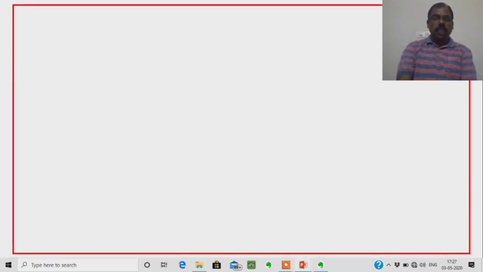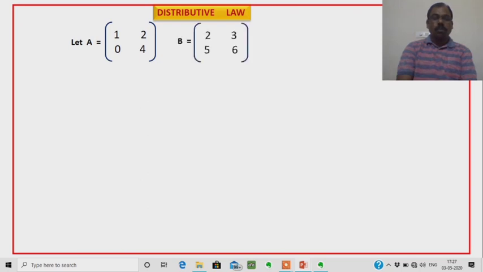We now move on to the next property, that is distributive law. We take three matrices, A equal to matrix 1, 2, 0, 4, B equal to matrix 2, 3, 5, 6, and C equal to matrix minus 3, 2, 1, 3.